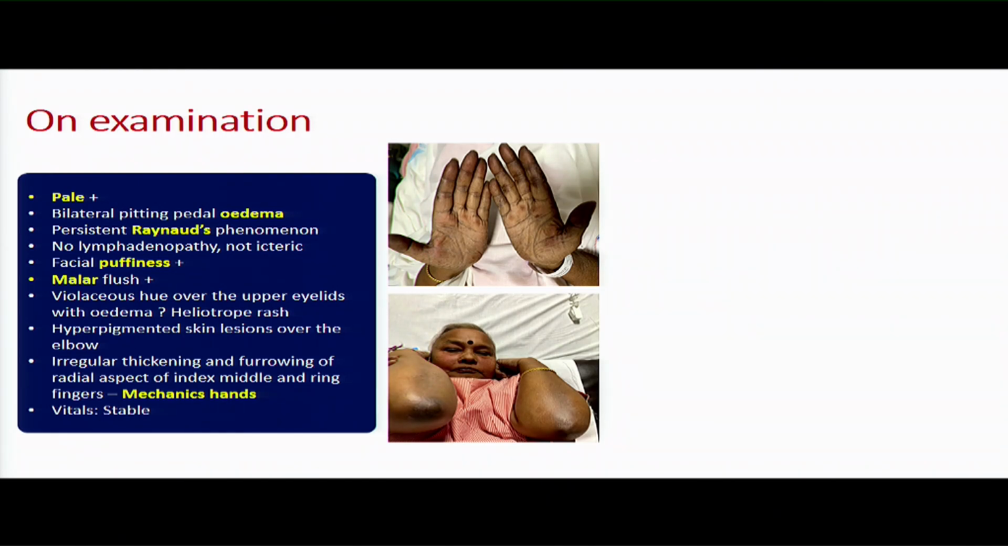And she had some hyperpigmented skin lesions over the elbow. When enquired, she said that it was a recent onset skin lesion, though there was no history of erythematous changes in the beginning.